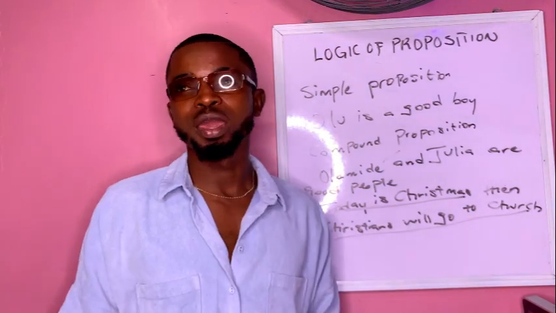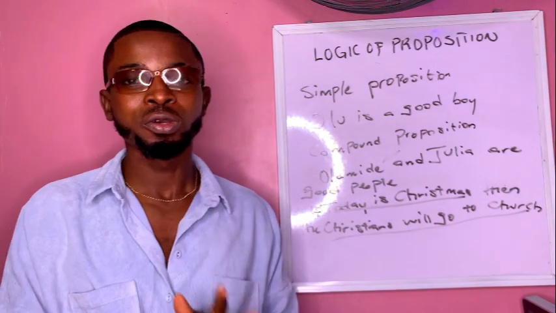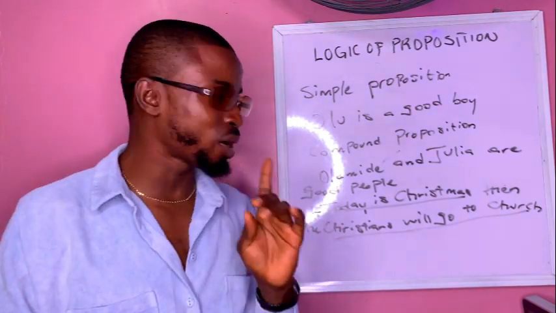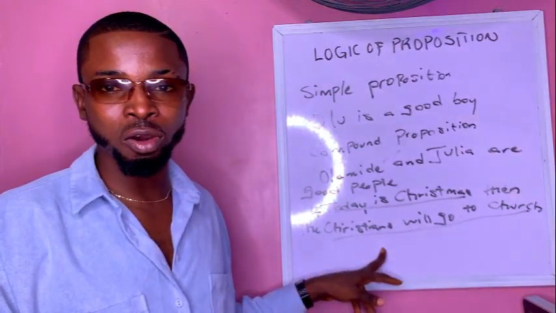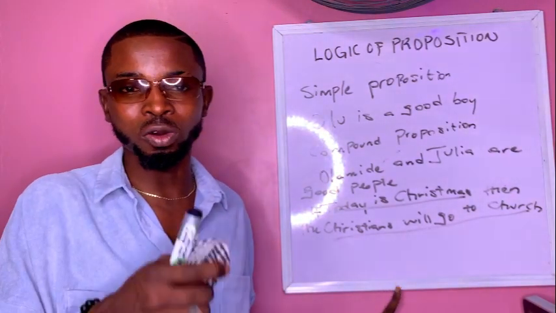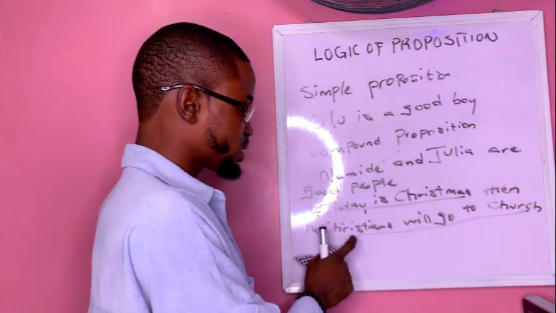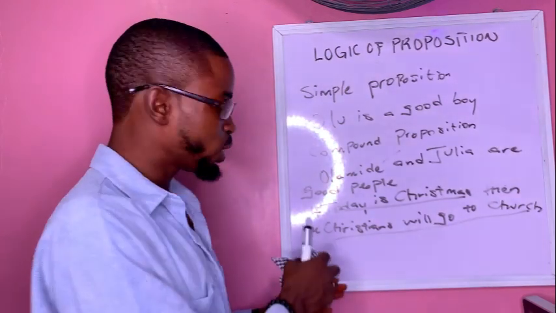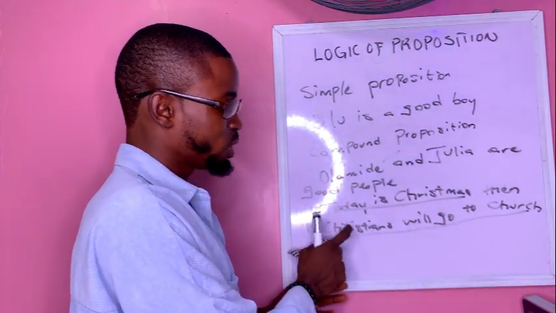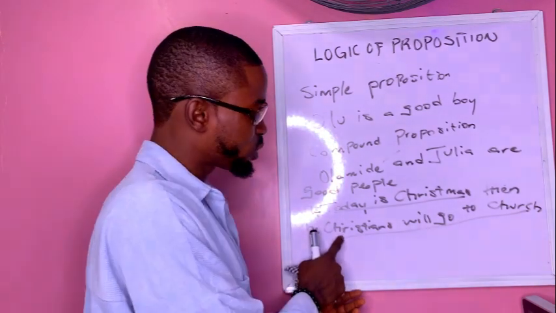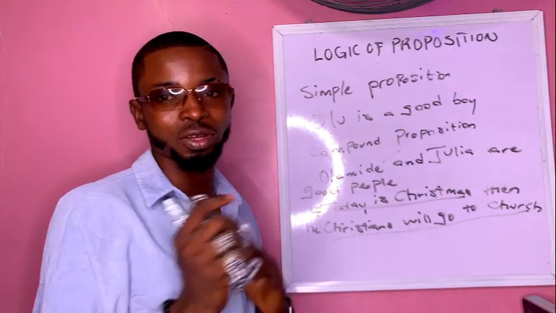Now, for a proposition to stand as the component of another proposition, two conditions must be met. The number one condition is that the proposition that is standing as the component, that is the second one, must be a proposition on its own. That is, it must be a proposition that can stand on its own. For instance, Christians will go to church. For it to successfully serve as the component of this first one, the proposition itself must be a proposition that can stand on its own. Christians will go to church, it can stand on its own.